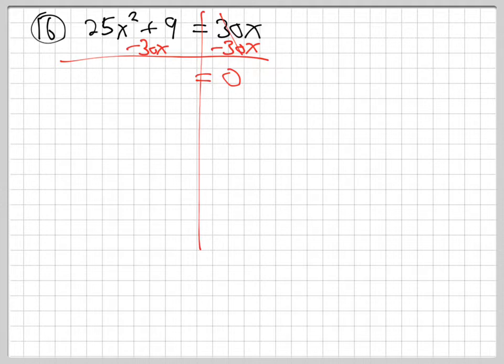Now what happens on the left side? Can I subtract those numbers like 25 minus 30? No, those are unlike. So they just all go there together next to each other, but nobody combines. 25x squared minus 30x plus 9. So far, so good?